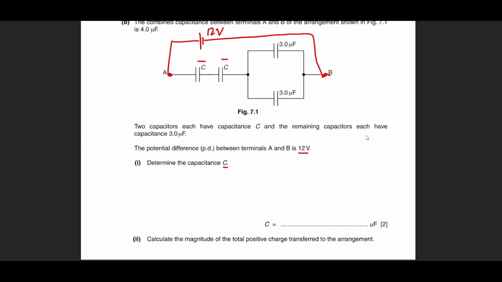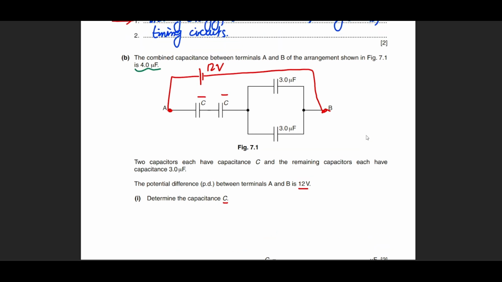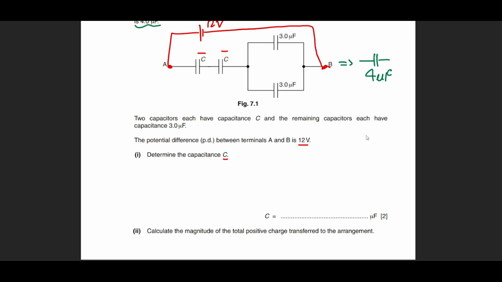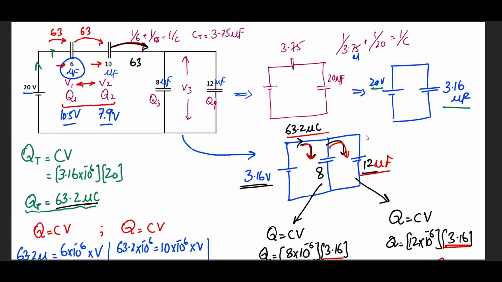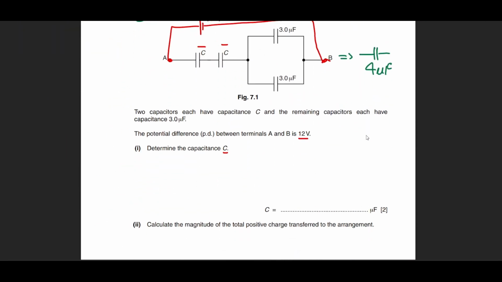Now, it also tells us that the total capacitance of the system is 4 microfarad. So if I had to convert this into a single capacitor, that would have a value of 4 microfarads. So I'm going to apply the equation that we've learned in the lesson from series and parallel combination, what happens to series, what happens to parallel, in one go.